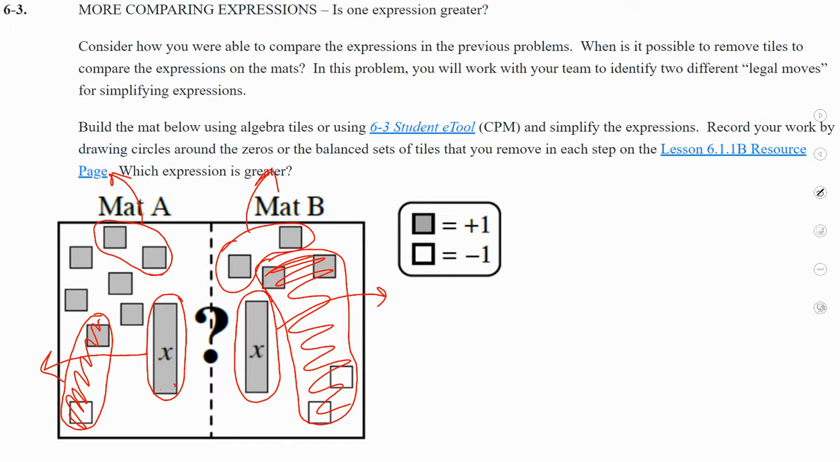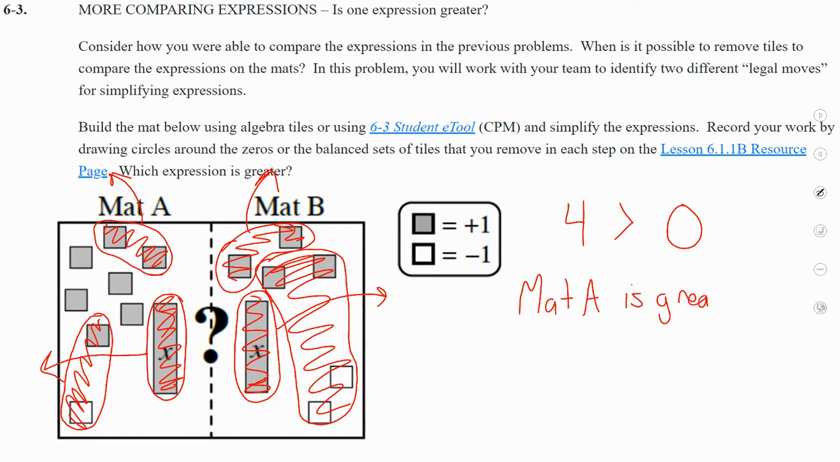So I'm just going to scribble out what we've gotten rid of here. We've gotten rid of those x tiles as well. We got rid of the 2 positive tiles. So we're left with mat A has 4, so 1, 2, 3, 4 positive integer tiles, and mat B has 0. So we take a look, which one is greater? 4 is greater than 0, therefore mat A is greater than mat B. So here, mat A is greater for this one as well.